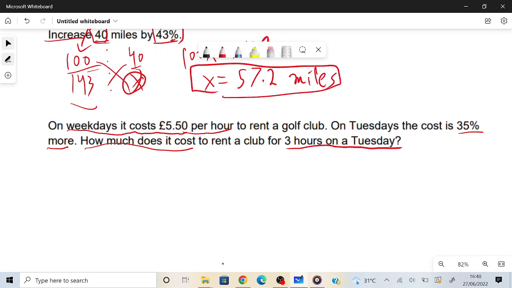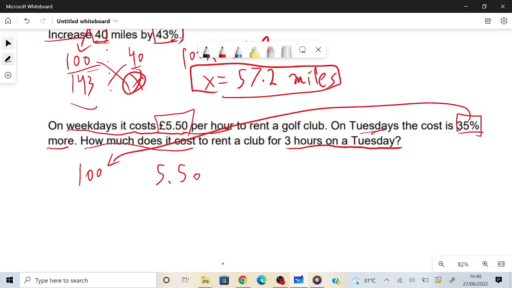Okay, let's bisect this question. It says on weekdays it costs £5.50 per hour. So we know this is our original value, 5.50, and this is untampered. At 100%, it's 5.50 without any decrease or increase. Then it says on Tuesdays the cost is 35% more. So take your 35% and add it to your 100. Doing that, you get 135, and you now have x.